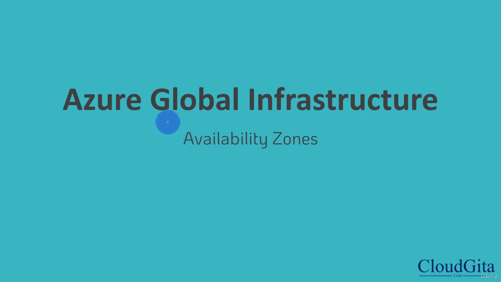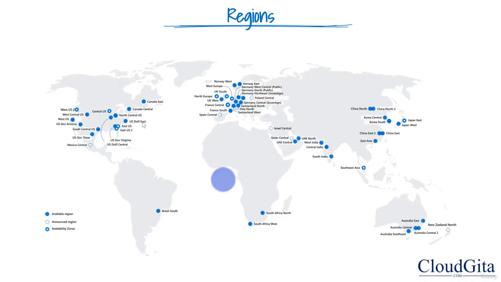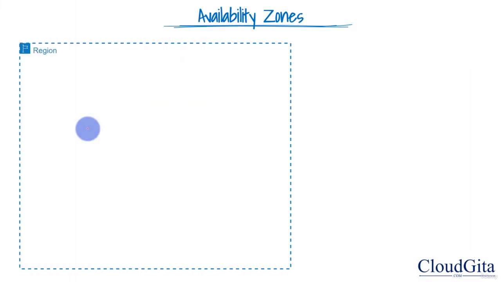Now in this lesson I want to talk about another very important component of global infrastructure, that is availability zones. If you remember, we looked at this image earlier where we can see that Azure has so many different regions all over the world, right? And every region is a set of data centers. Now these data centers are also grouped within an availability zone. So let's look at what it is.